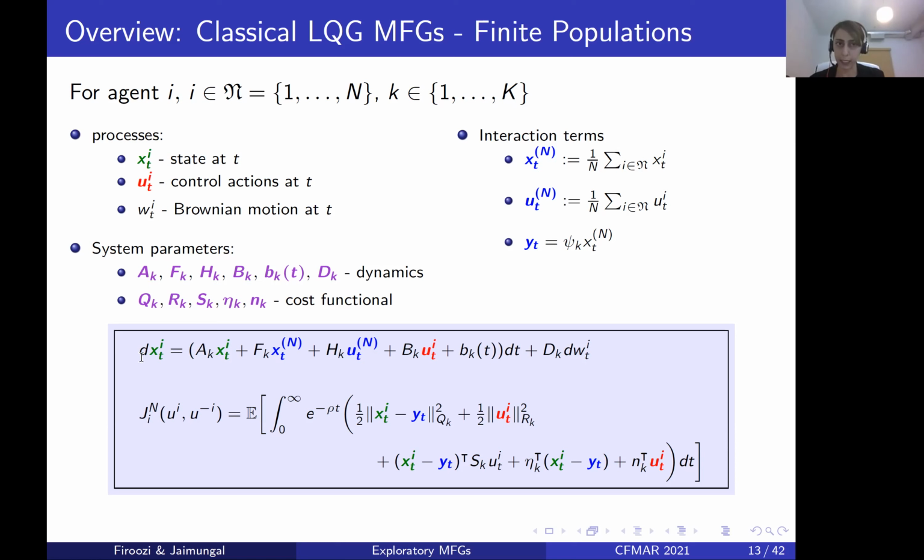So we are in an LQG setup. Each agent follows a linear stochastic dynamics and has a quadratic cost functional, as in here. The state process is denoted by X_i(t) for agent i at time t. The control action is denoted by u_i(t), and W_i(t) is the idiosyncratic Brownian motion for agent i. The interaction terms are shown in blue. So they are in fact the empirical average of states across agents, and the empirical average of control actions across agents.